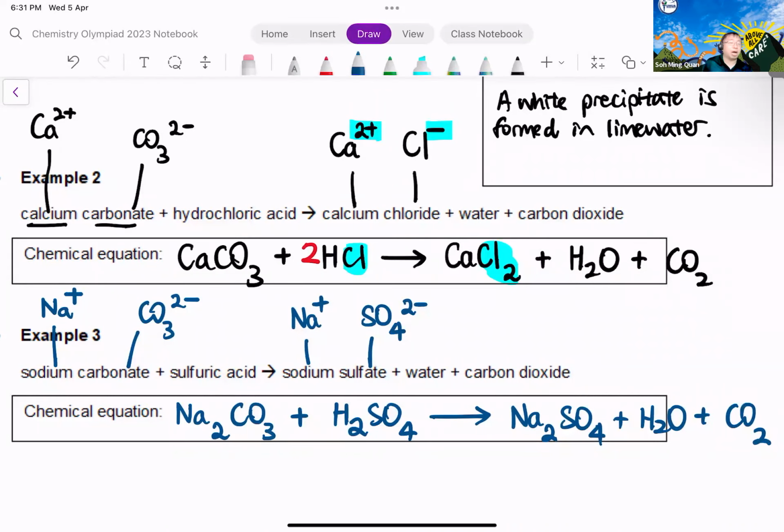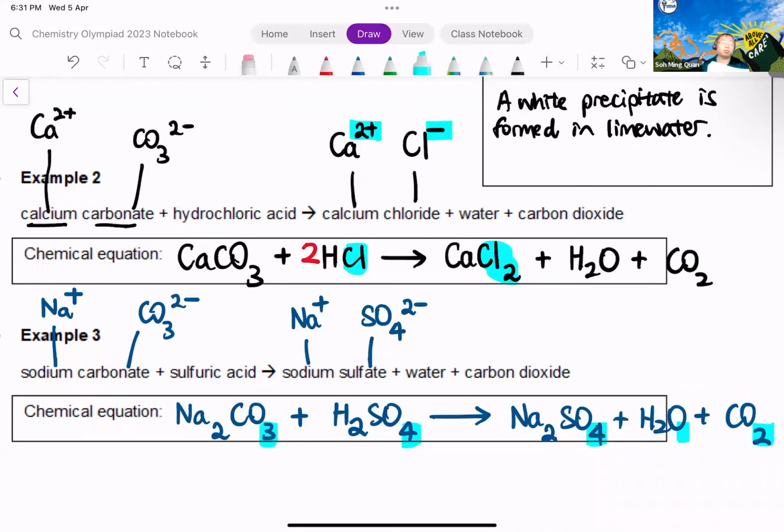So now if you count the atoms, you count sodium, 2 on each side. You count carbonate, carbon 1, 1. Sulfur 1, 1. Oxygen 3 plus 4, 7 on the left. How many are there on the right? 4, 1, 2. So it goes 7 on the right. So you realize that for example 3, the equation is already balanced. All the atoms on the left and right have the same number.